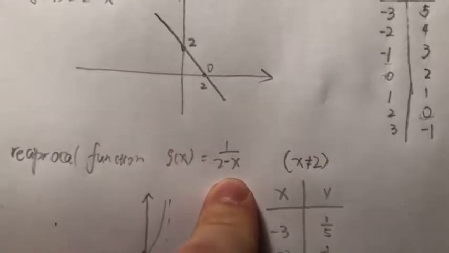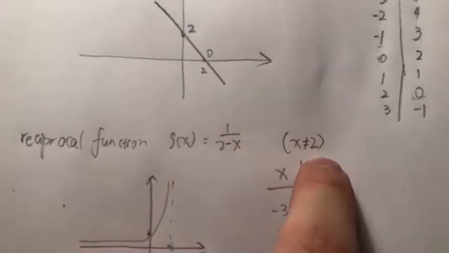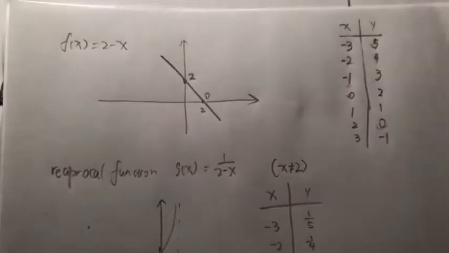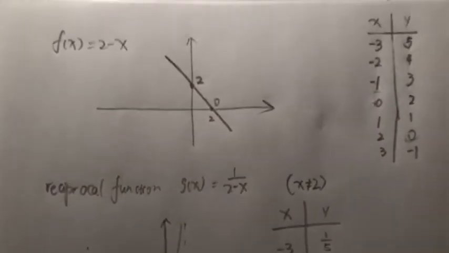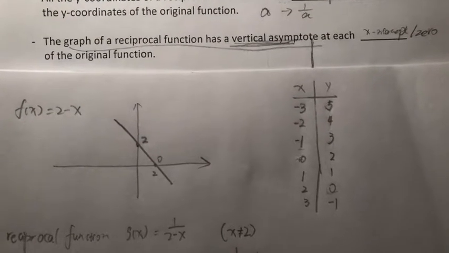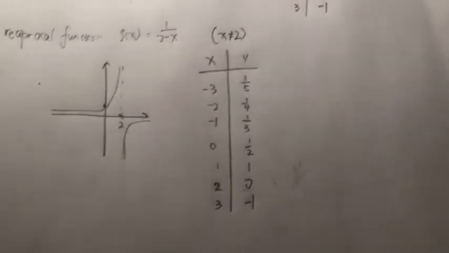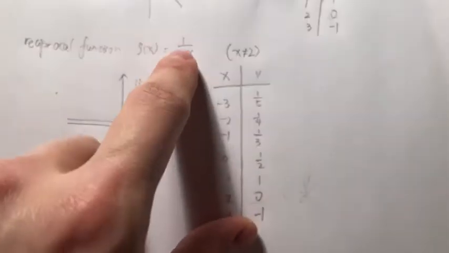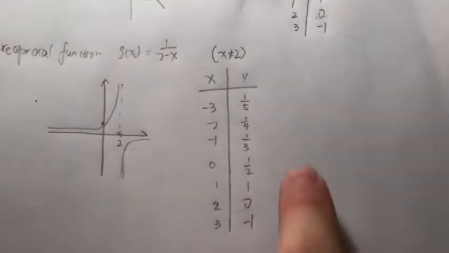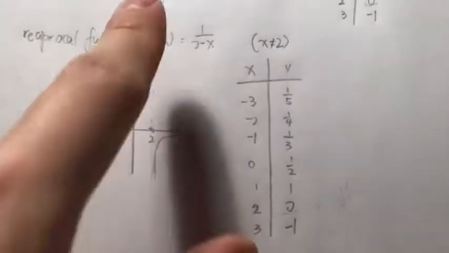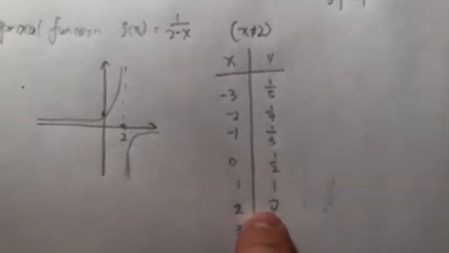Also, keep in mind, for any reciprocal function, the first thing you have to do is write the restriction, always. You will always have a vertical asymptote at the zeros of the original function. Why is that? When it's 0, you won't really have a reciprocal function because you cannot divide by 0. That's why you will always have those vertical asymptotes here.